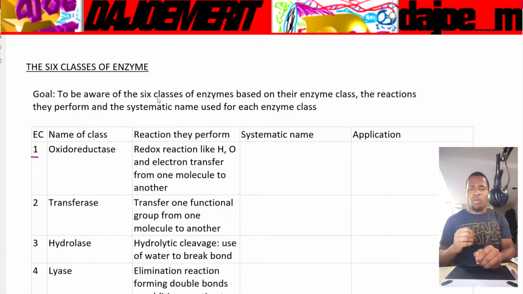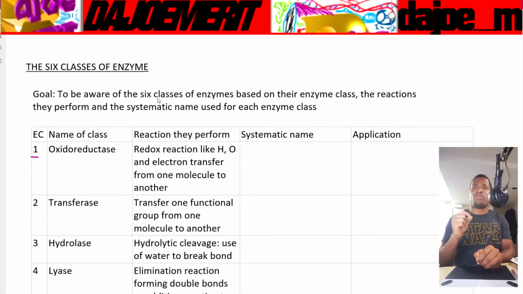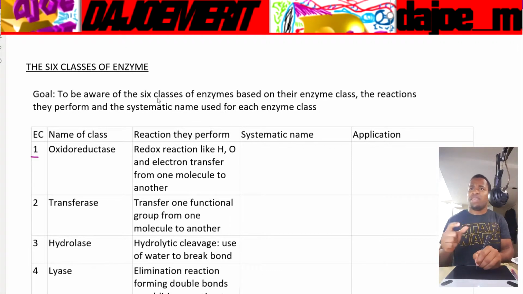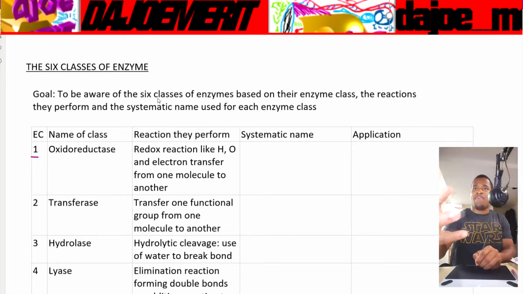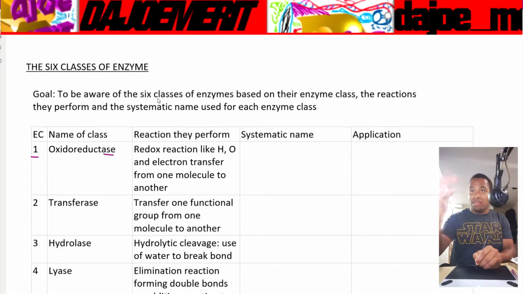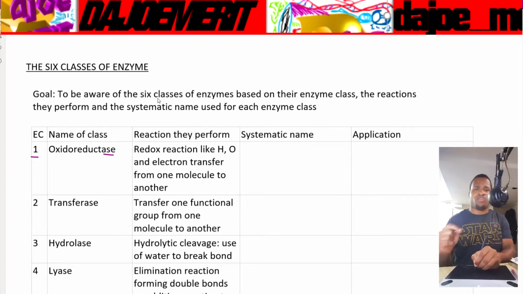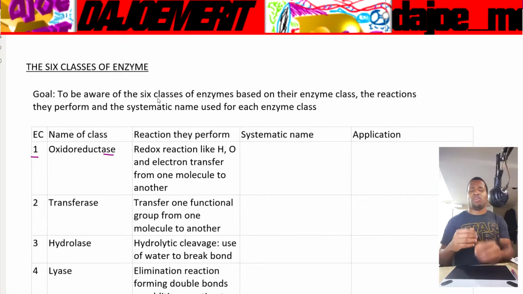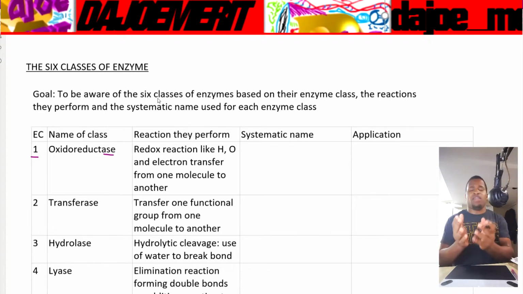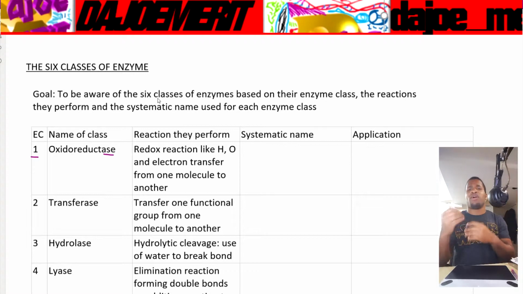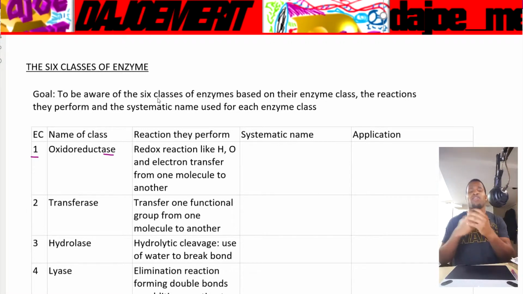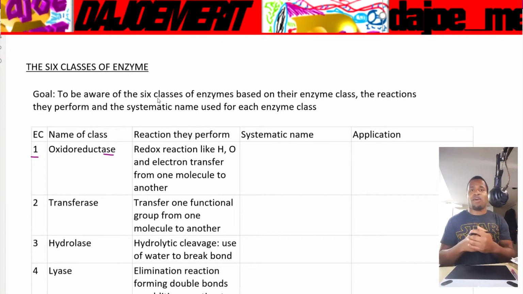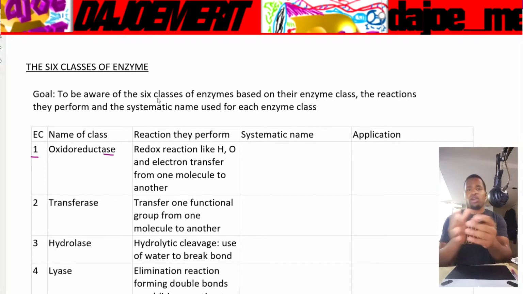In this case we're going to look at the number 1 classification, which is called the oxidoreductase. So that means that this particular type of enzyme, you notice it's a protein with the ase at the end, is actually involved in redox reaction, which means it undergoes oxidation and reduction reaction between 2 species, either in terms of the transfer of hydrogen atoms or the transfer of oxygen atoms, and specifically transfer of electrons from one molecule to another.